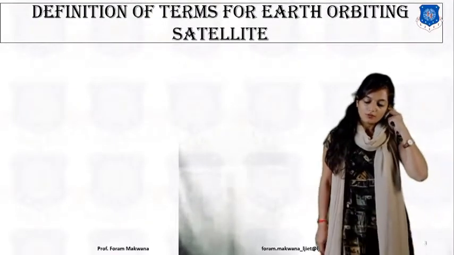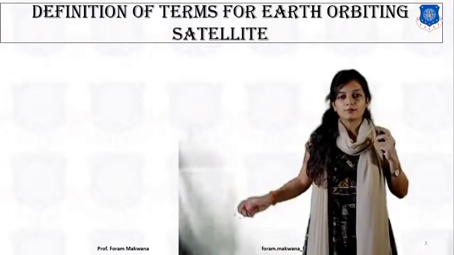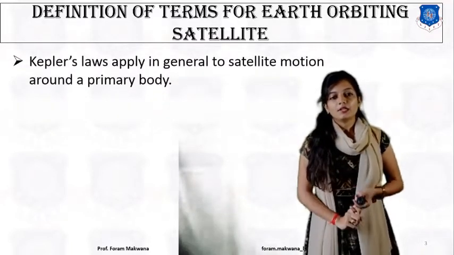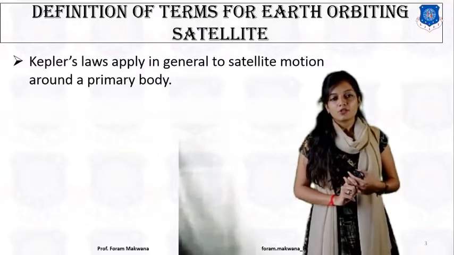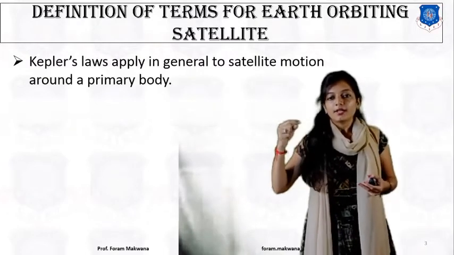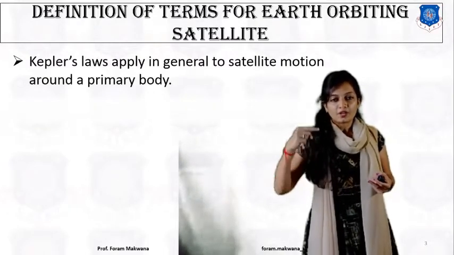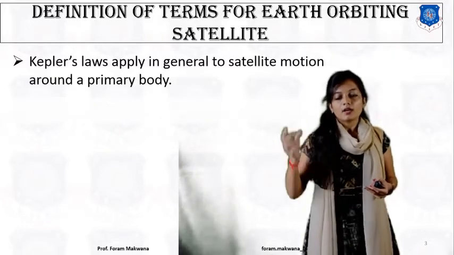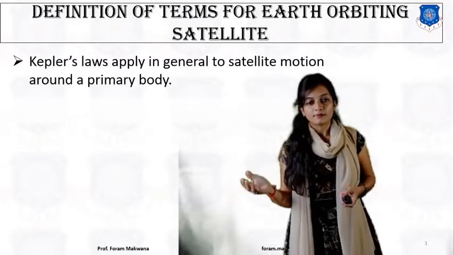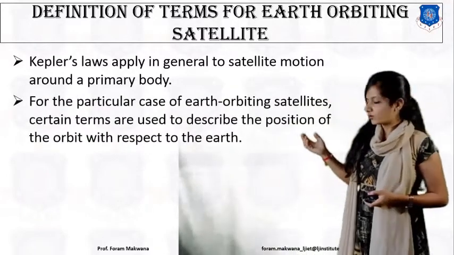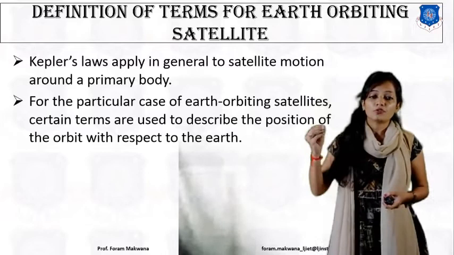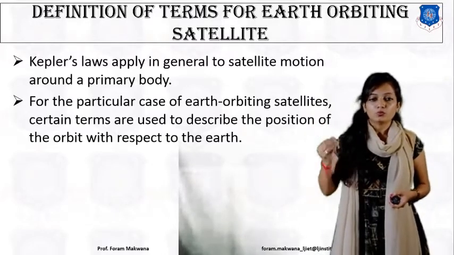Now, the first topic, that is a definition of terms for Earth orbiting satellite, is governing Kepler's law. Kepler's law is going to be applied in general to the satellite motion, because the satellite will follow a specific law to move around the Earth, or we can say that a satellite is the secondary body, Earth is the primary body. So for the particular case of Earth orbiting satellite, there are certain terms which are used to describe the position of the orbit with respect to the Earth.